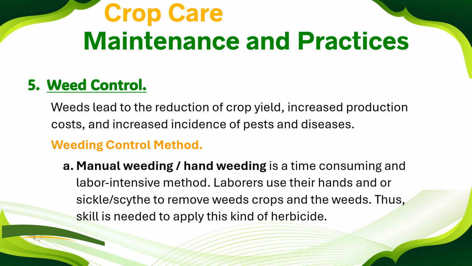The weed control. Weeds lead to the reduction of crop yield, increased production costs, and increased incidence of pests and diseases. Weed control methods. Manual weeding or hand weeding is a time-consuming and labor-intensive method. Laborers use their hands and/or sickle or scythe to remove weeds, crops, and the weeds. Thus, skill is needed to apply this kind of herbicide.